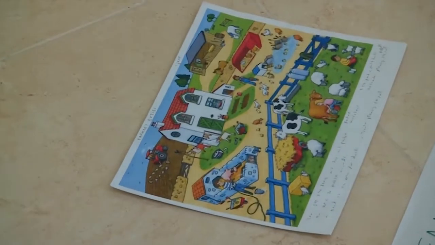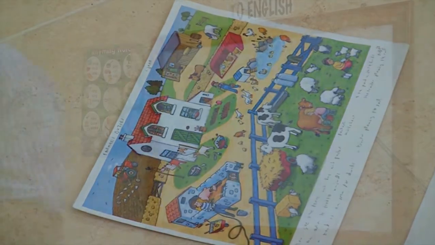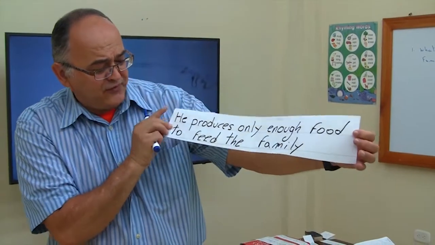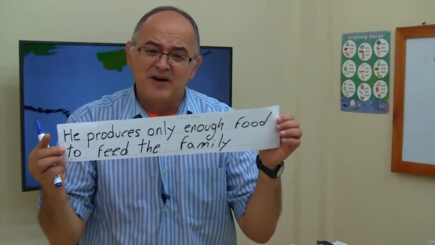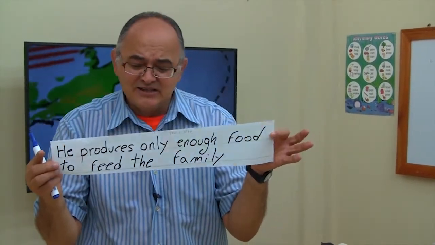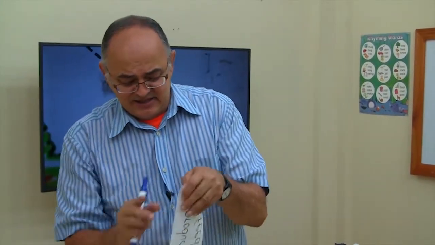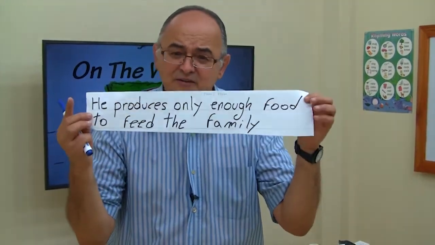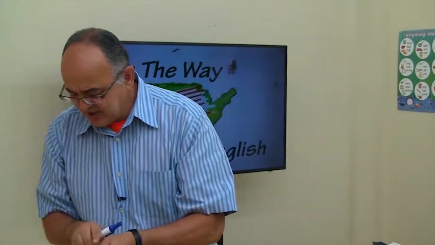Now we see, I'm going to have it again so you can learn it. He produces only enough food to feed the family. Thus is the activity of the farmers in the family farms.